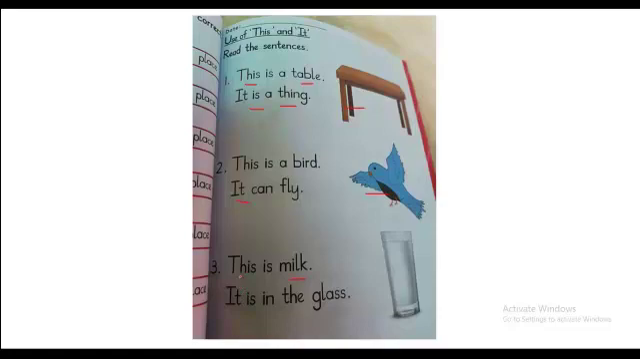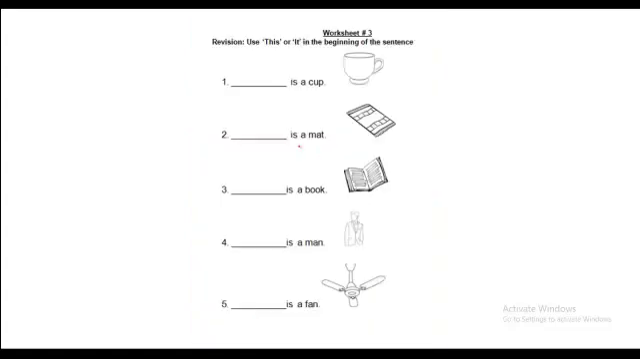So this is the demonstrative pronoun when we want to show something, and when we continue about that thing, when we are telling more about it, we will use the personal pronoun it. Now here you have a worksheet. For a man you can use this is a man, and for other things which you can see, cup, mat, book or fan, you can use it or you can use this, both, because they haven't told us more about these things.